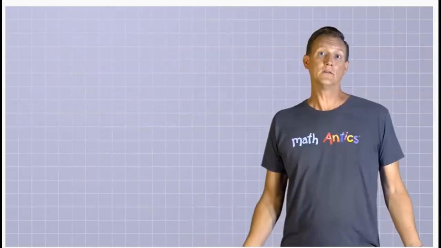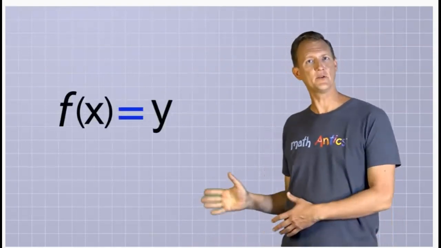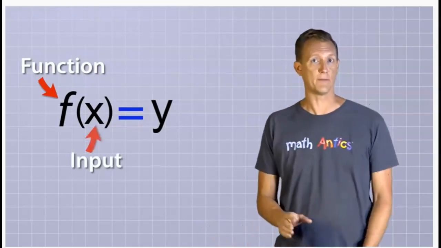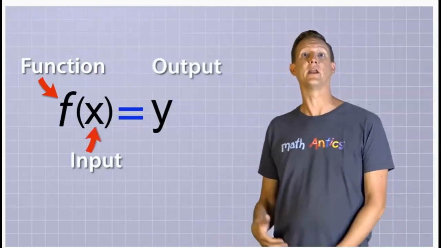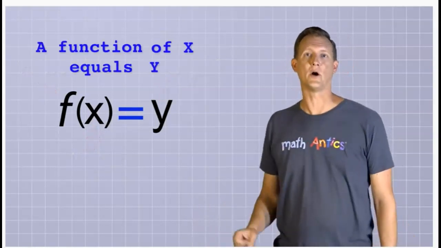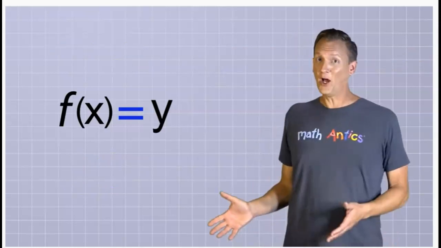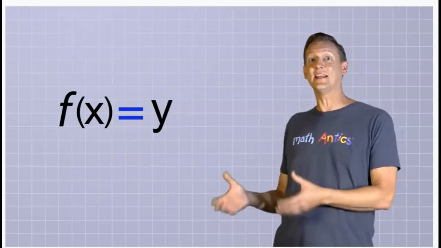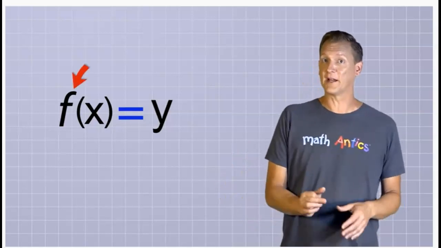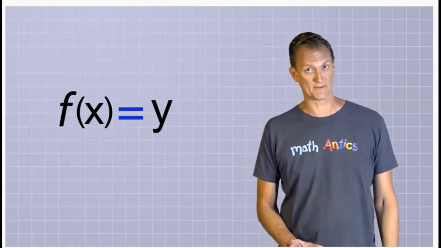Well, it turns out that a really common way to represent a function is this. This notation simply means that a function named f takes an input value named x and gives an output value named y. And you say it like this: a function of x equals y, or f of x equals y for short. The problem with this notation is that you could easily misinterpret it as the variable f being multiplied implicitly by a variable x to give an answer of y, but that's not what this means.